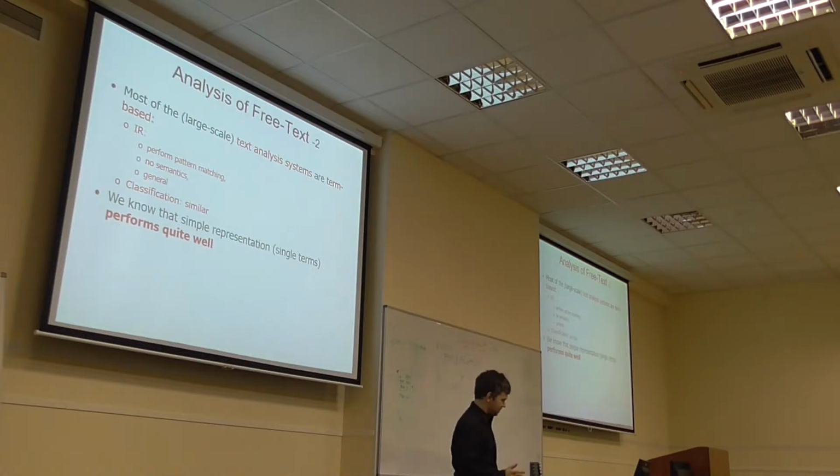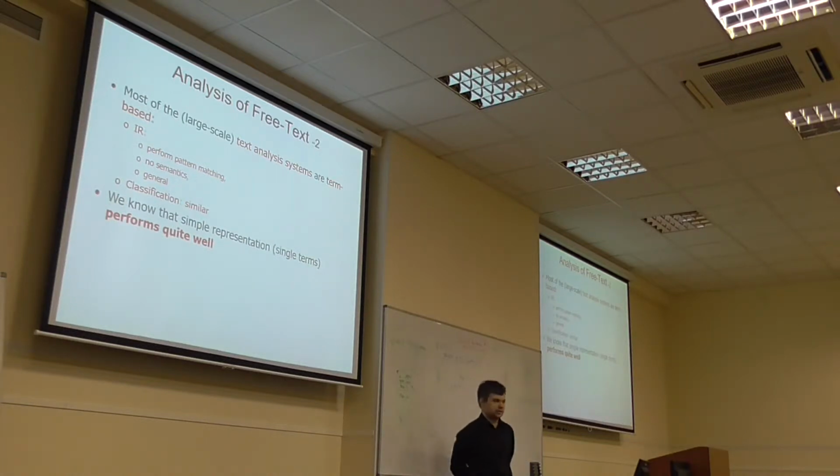And in information retrieval, the system usually performs some pattern matching. So basically, they compare two feature vectors, and there is no semantics considered, or always very little semantics considered for this.